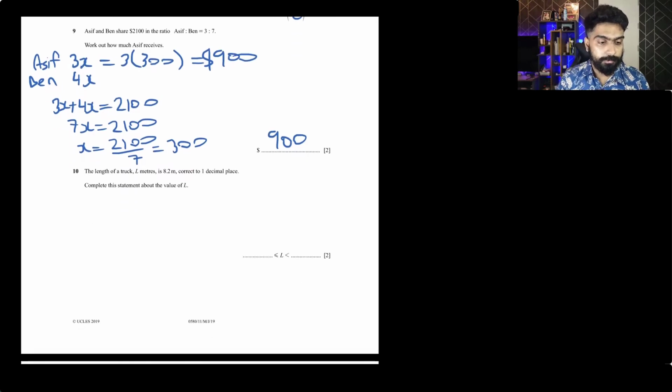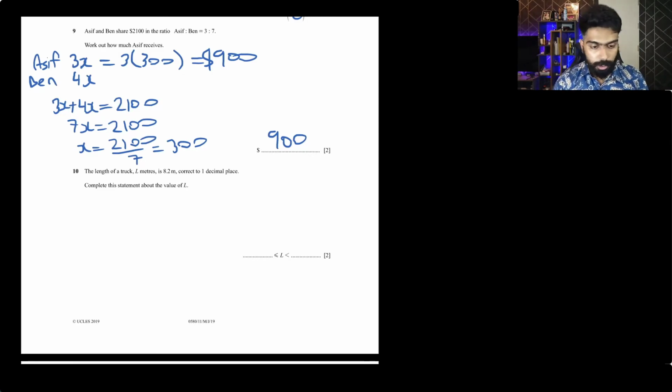All right, guys. Now question number 10. What do we have here? The length of a truck, L meters, is 8.2 meters, correct to 1 decimal place. Complete the statement about the value of L. So in this case, guys, you can put whatever value you want as long as it satisfies the equation.